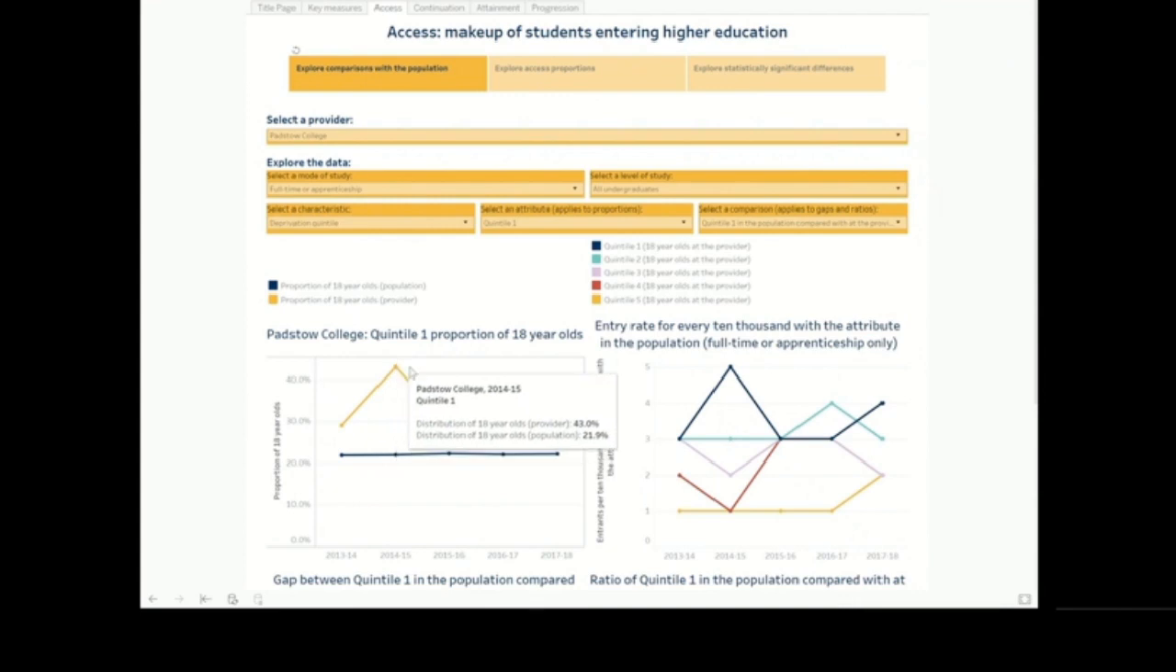The gold line in the chart relates to the proportion for the selected student group at the provider. The blue line represents the proportion in the underlying population. In this case, the proportion of 18-year-old students from deprivation quintile 1 that can gain access to the selected provider is higher than the population of 18-year-olds across each of the years in the time series.